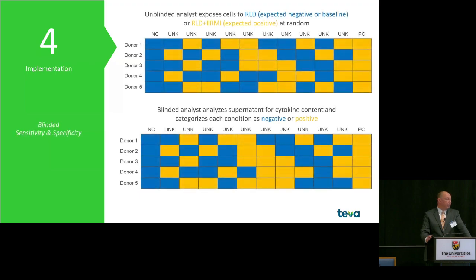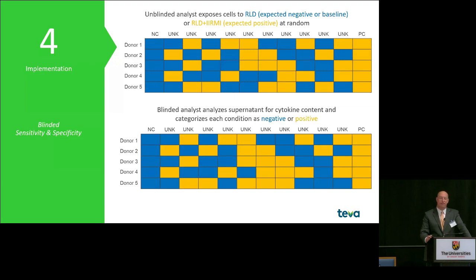Here's an example of something that we looked at as a way of confirming what our assay sensitivity and specificity was. In this scenario, we took 5 donors. Each donor had a known negative control and a known positive control, and then each one was also exposed to 10 different unknowns. The unknowns were mixed by an unblinded person in the lab. They were drug product with ERME, those are the ones in yellow, or they were drug product on its own. The drug product on its own is expected to be negative. The drug product plus ERME is expected to be positive.